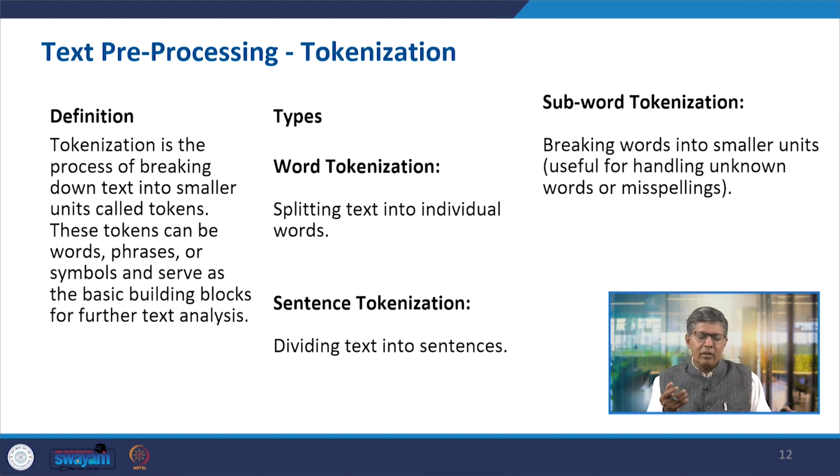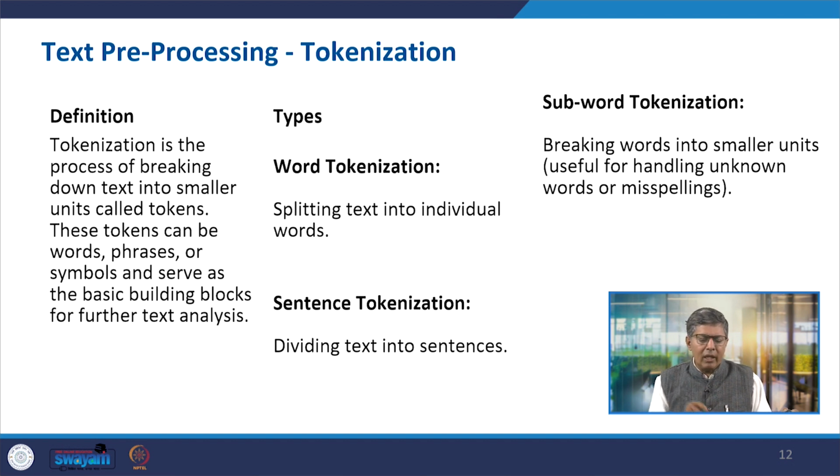Once you have done all the pre-processing techniques and the cleaning of the data, you get into tokenization. Now, what is tokenization? Tokenization is the process of breaking down text into smaller units called tokens. Each word is a token. These tokens can be words, phrases or symbols and serve as the basic building blocks for further text analysis. When you talk about word tokenization, it means splitting text into individual words. You have a sentence, and you break it up into individual words, so that each word is separated and the machine can understand it, and we can make some inference out of it, like what the sentiment is or how many times something is being repeated.